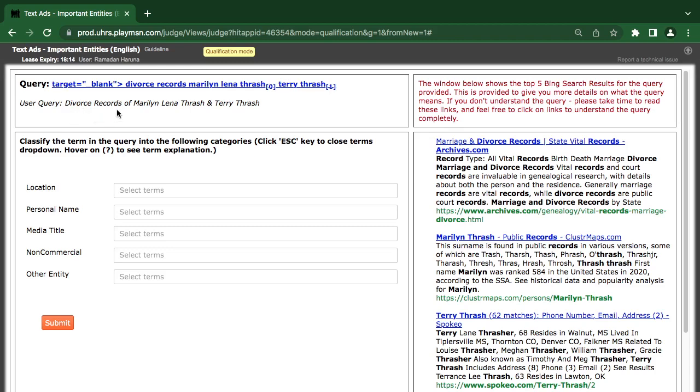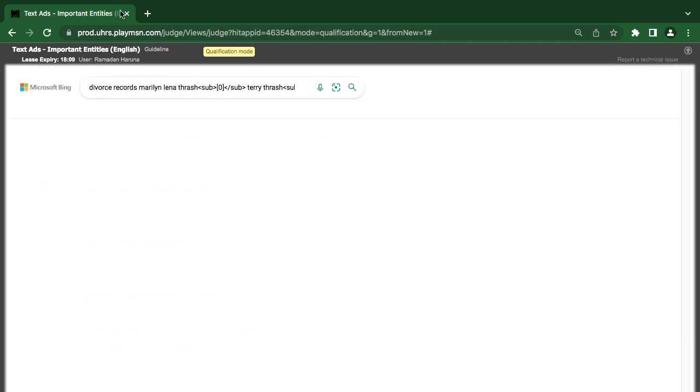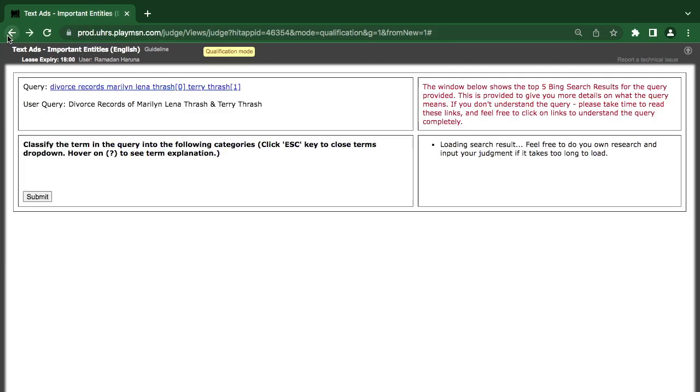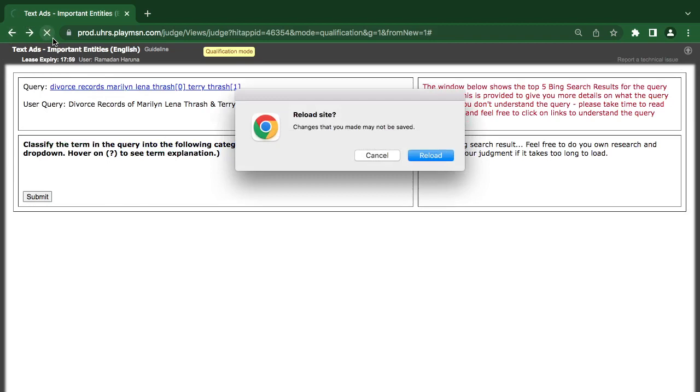Okay. Divorce record of mailing lane trash. We have to be very careful when you are checking on this. I made a mistake once. We have to go back. There's a problem here. We have to reload.